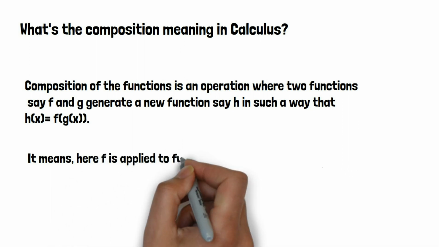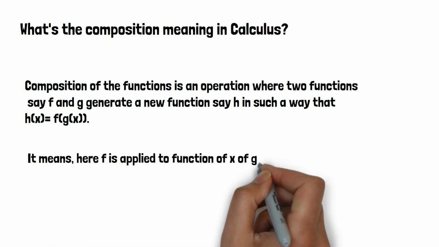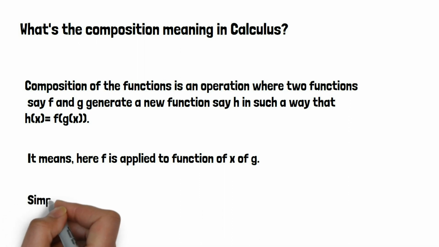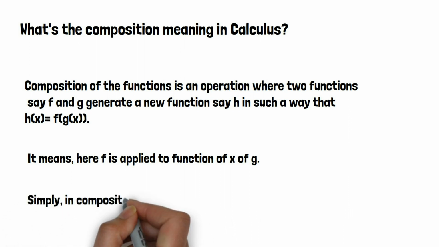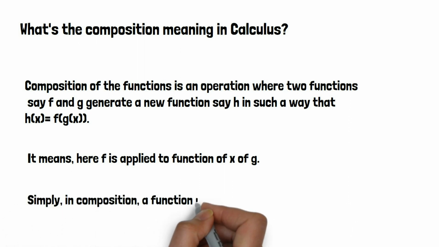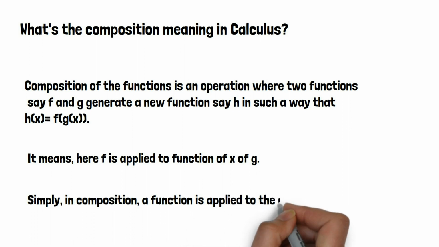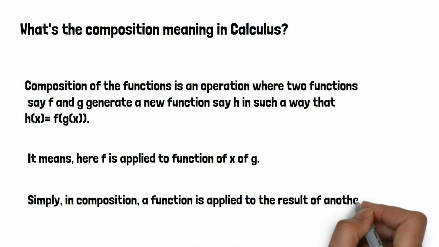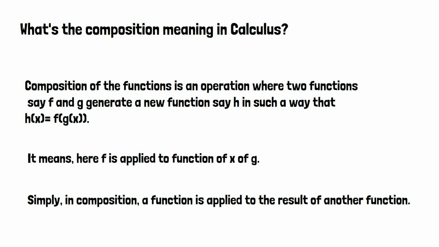It means here f is applied to the function g of x. In simple words, in composition, a function is applied to the result of another function. Like in f of g of x, we first find the value of g of x, then apply f on the value of the given function g of x. Then it generates a new function h of x.